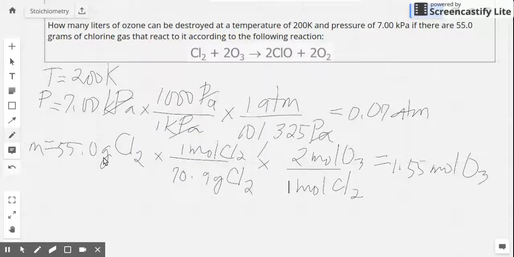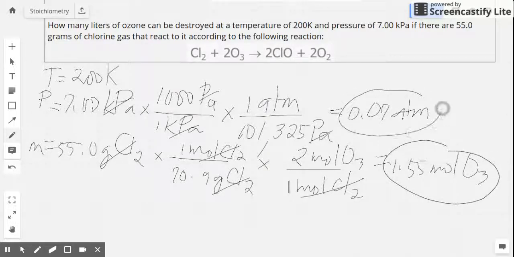So our 55 gram Cl2, we divide it by the molar mass of Cl2 so that we can cancel out the gram Cl2, and then we also cancel out mole Cl2 and get mole O3 through the mole ratio in the balanced chemical equation, which is 1:2. Then we get 1.55 mole O3. So we got three variables already. We have temperature, P, and then this will be our n value. This is our n because it's already in mole.